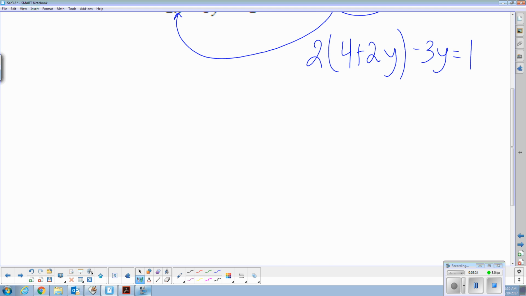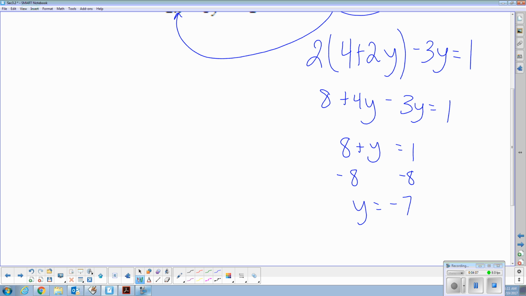So to solve for y, we'll use our order of operations. Take care of parentheses first. Parentheses, you can't reduce that anymore, so we're going to do multiplication. So we get 8. We're going to distribute out the 4 plus 2y. So 8 plus 4y minus 3y equals 1. Combine our like terms, so we have 8 plus y equals 1. Isolate our variable, so subtract 8 from both sides. We get y equals -7.